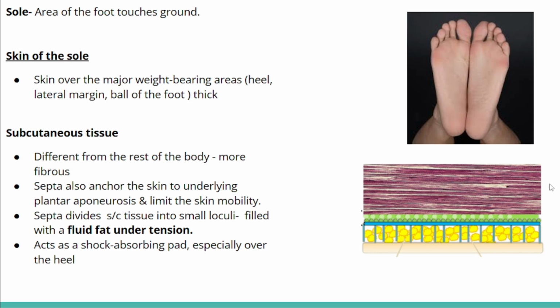At the bottom of your right hand side, you can see this diagram. This is the skin, then subcutaneous tissue, and then the fascia, and then the muscle layers. The subcutaneous tissue of the sole is different from the rest of the body. It is more fibrous, with septa running in the subcutaneous tissue which anchor the skin to the fascia, underlying plantar aponeurosis, which is the deep fascia of the sole, and this anchoring limits the skin mobility of the sole.